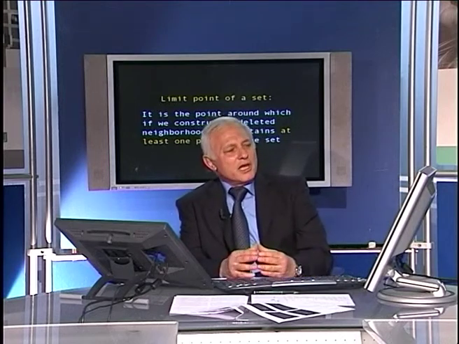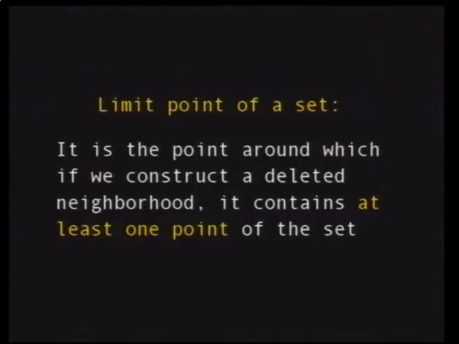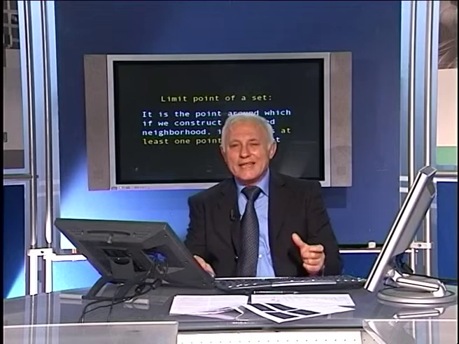Now, this is an important concept. It's called the limit point of a set, which we shall be using all the time. The limit point of a set is the point around which, if we construct a deleted neighborhood, the meaning of a deleted neighborhood, in other words, it's a neighborhood, the one we just explained, but we delete, we cancel it, we exclude the center. So this is called a deleted neighborhood.